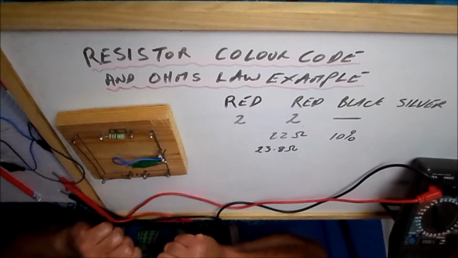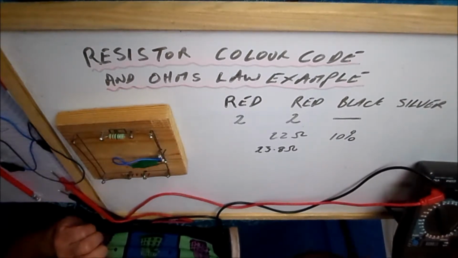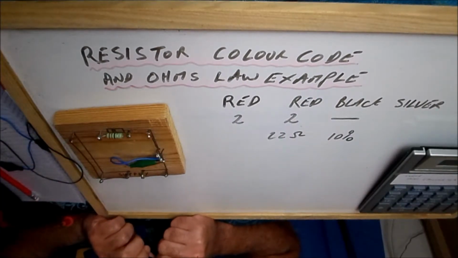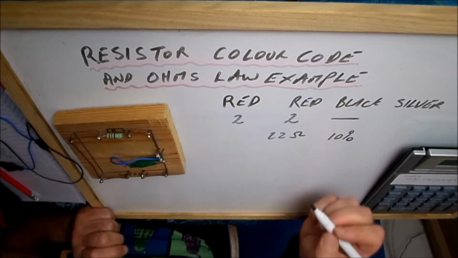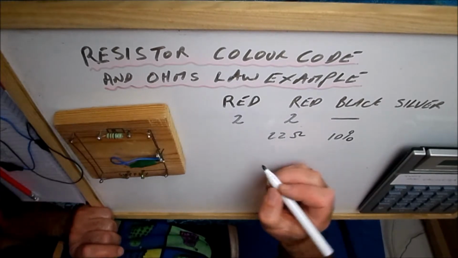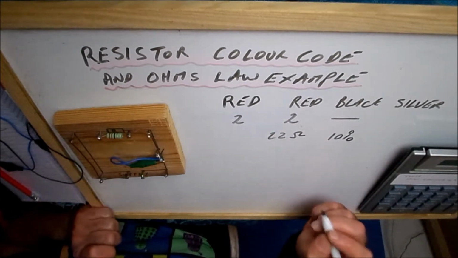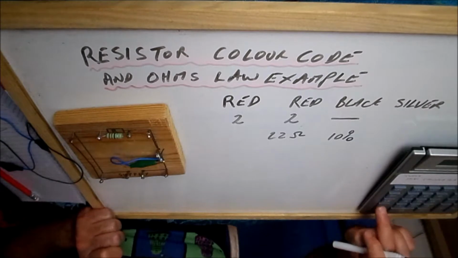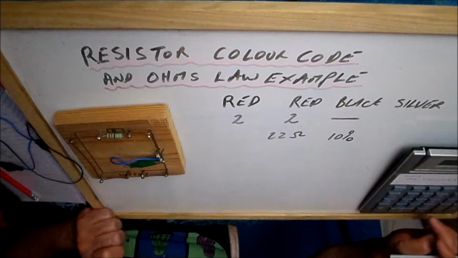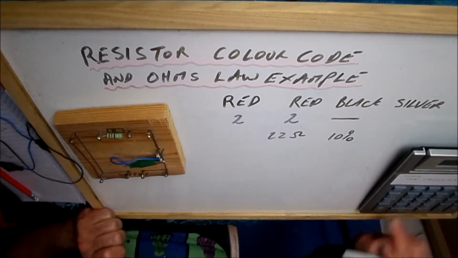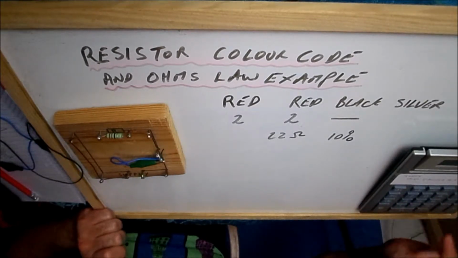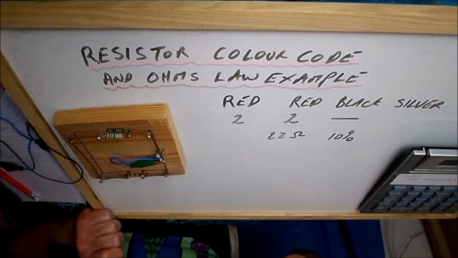Now it's got a silver tolerance, so that means it's going to be within 10%. So if we look to see if the tolerance of this resistor is right, then it could be plus or minus 10% of 22 ohms. So let's have a look what 10% of 22 ohms is first of all. Percentage means per 100, so we can say 22 divided by 100 and then multiply by 10, and that's going to equal 2.2.